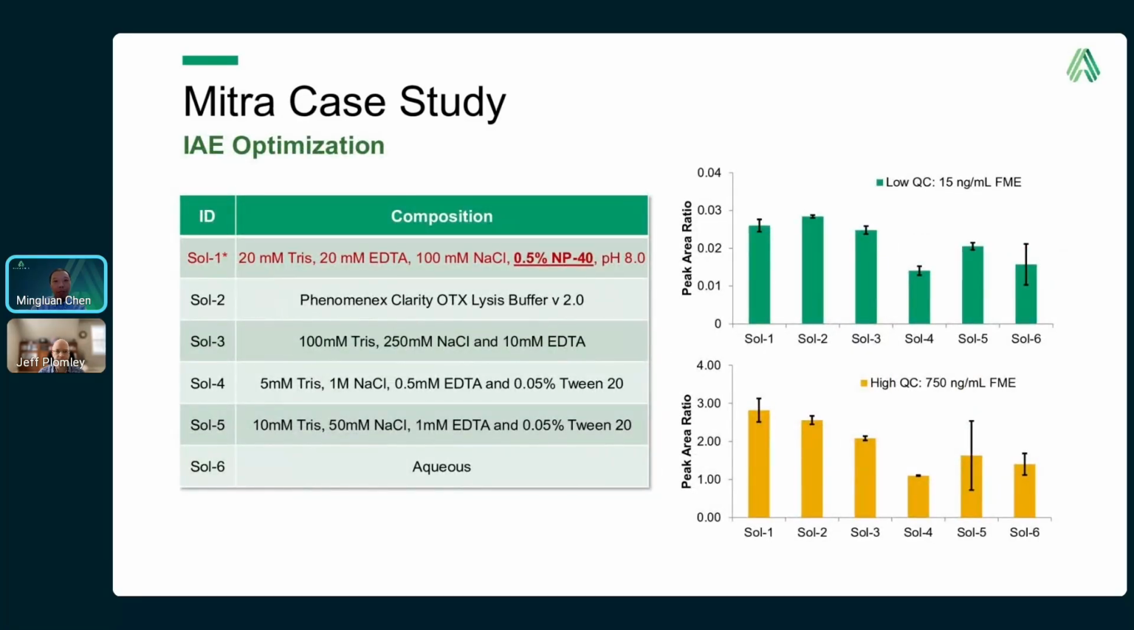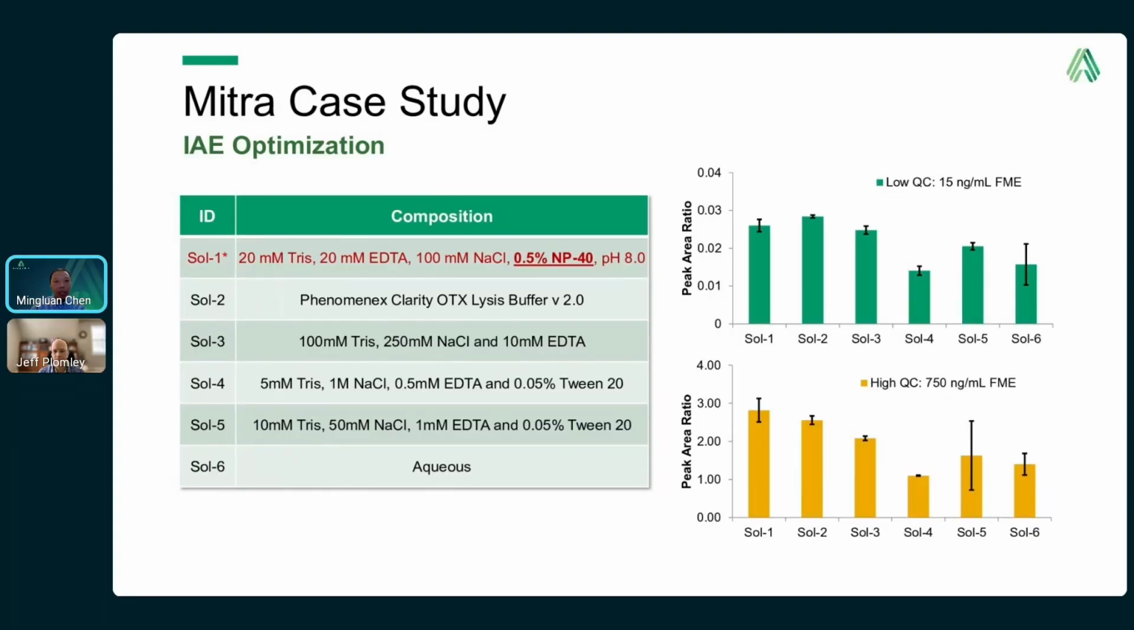Effective impact-assisted extraction is essential for recovering ASOs from the Mitchell substrate. In this study, we evaluated several desorption solutions, including Tris and EDTA-based buffer with different salt concentrations and different types of surfactants, such as NP40 and Tween 20, and water as the control.